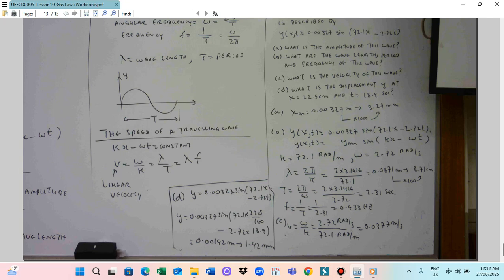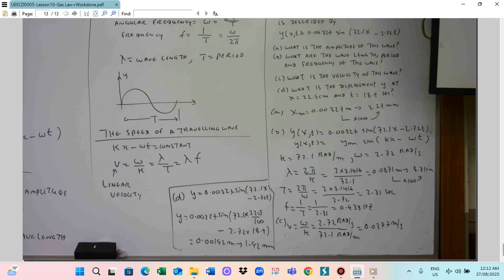And also the answer for D. Here, what is the amplitude of displacement y at x equal to 22.5 centimeter and t equal to 18.9 seconds? So we write down the equation here. The equation given is y equal to 0.00327 sin(72.1x minus 2.72t). Okay, now we substitute so that y can be calculated.